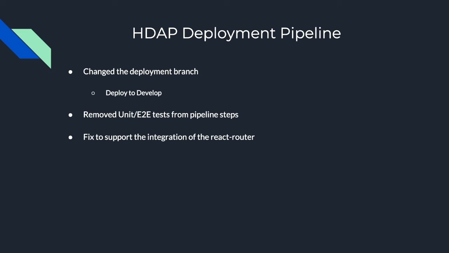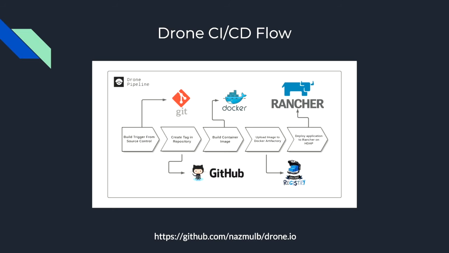We have made a few changes to our HDAP deployment pipeline. The deployment branch has been changed from deploy to develop. We removed unit and end-to-end tests from our pipeline steps because we plan to do manual testing instead, and we made a fix to support integration of the React router. Here is an updated diagram of our deployment pipeline steps.